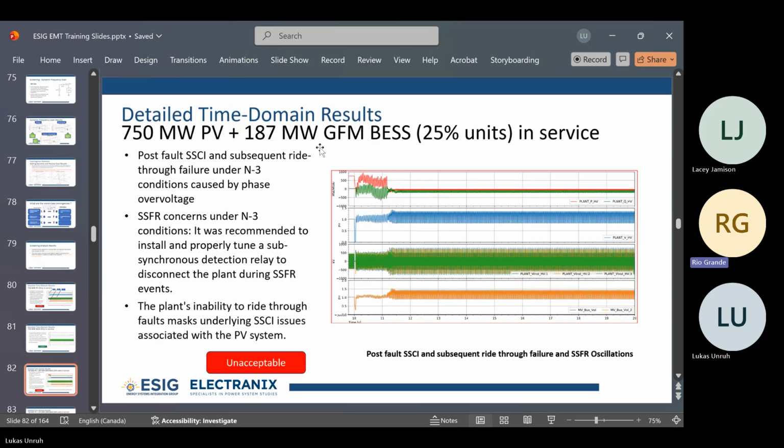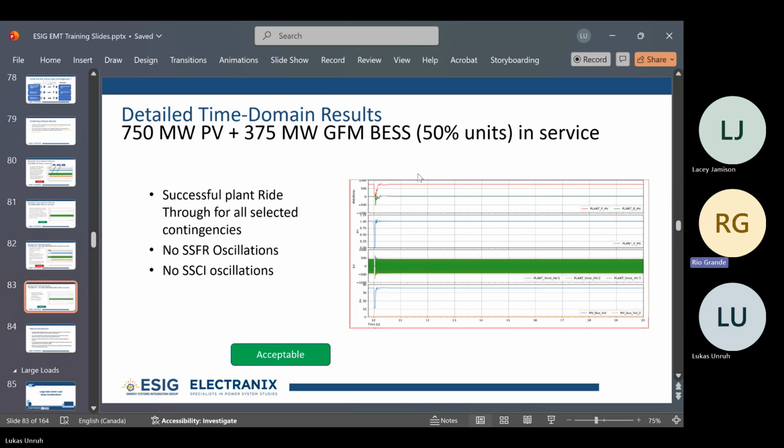The next one here, detailed time domain results for this is now 750 megawatts of the PV plus the BESS. So now we're starting to combine the two together to see what the combination looks like. And here we have a similar sort of thing as we saw before. Maybe the PV plant was able to hang on a little bit longer, but ultimately we still see the PV and the BESS, maybe just the PV though, tripped. And then after the trip, we got SSFR again.